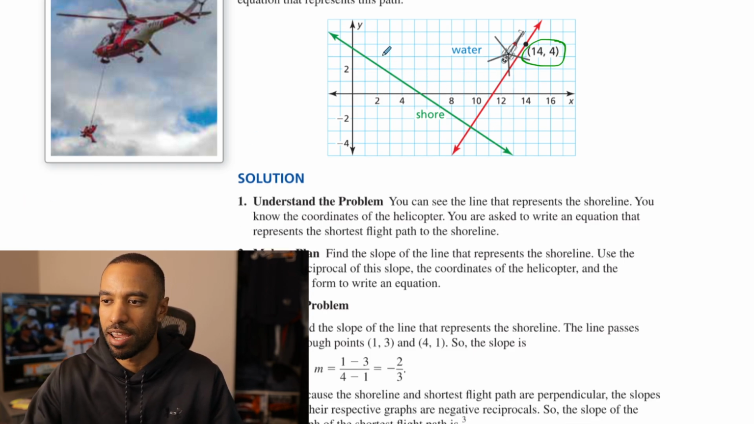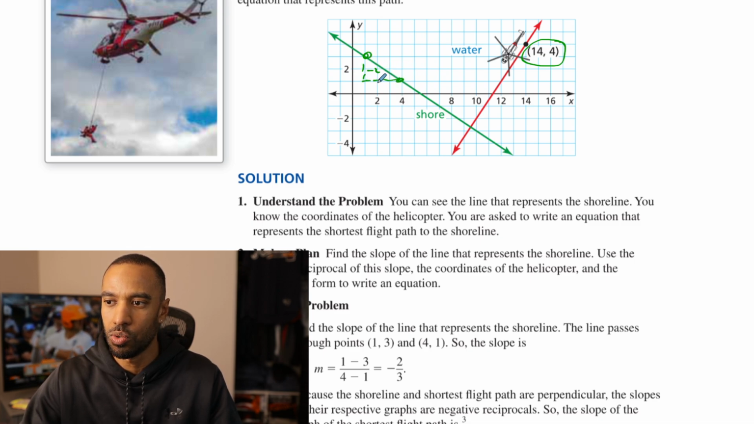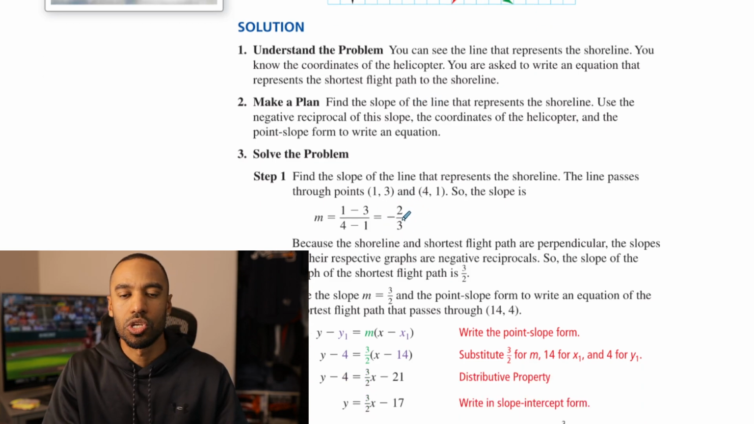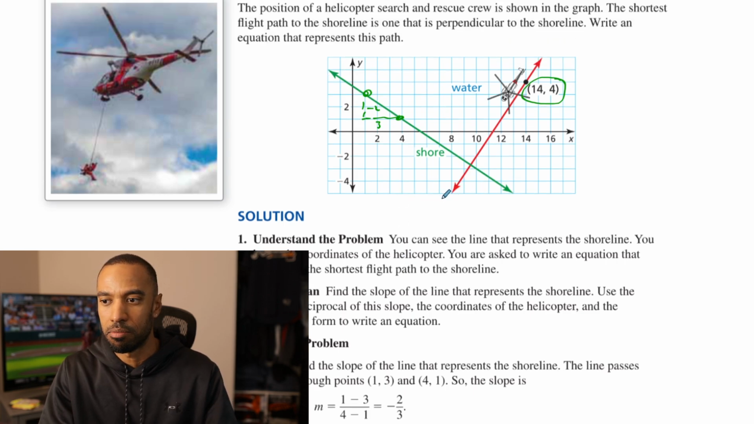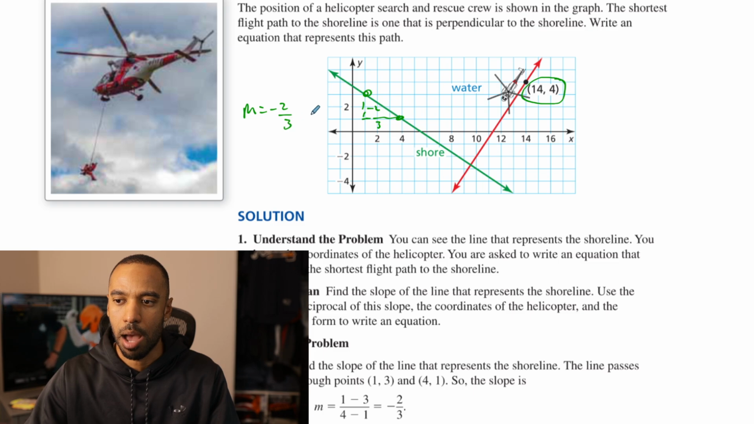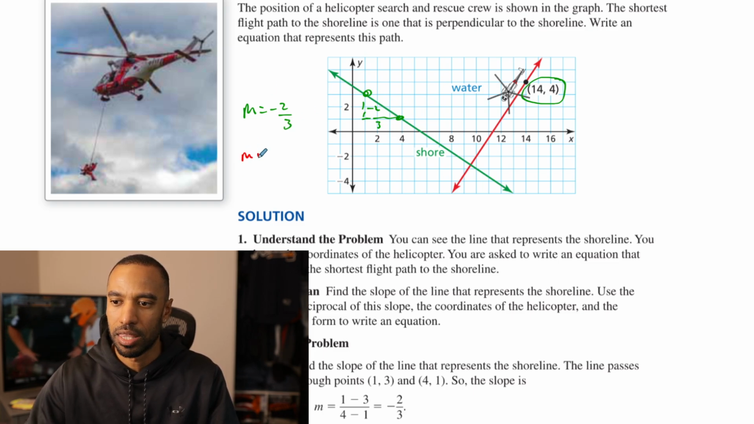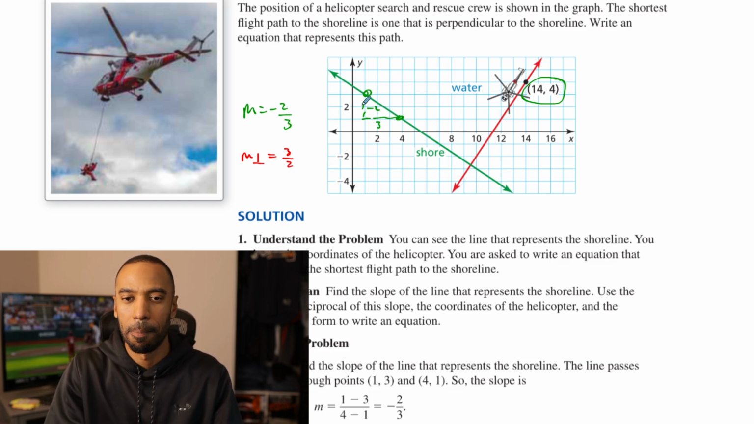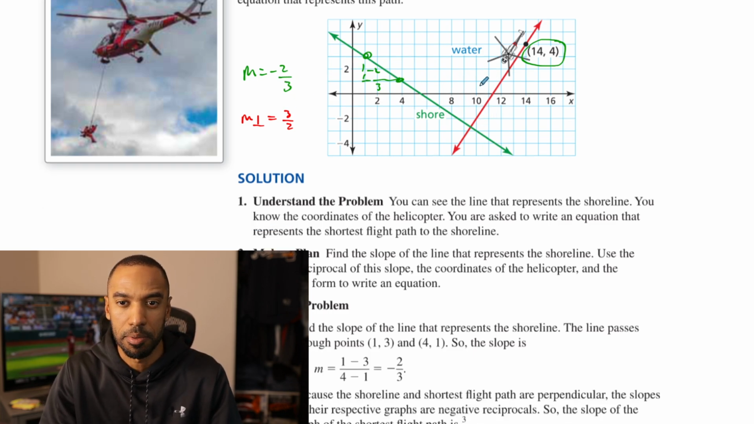Pick any 2 points and find its rise over run, or in this case, a fall over run. It looks like it goes down 2 and right 3. And that's what they have here of negative 2/3. So the helicopter slope is going to be positive 3/2. You've got to take negative 2/3 and take its opposite reciprocal, like this, equals positive 3/2. Flip the fraction, change the sign. Don't just flip the fraction. That's what a lot of people think of this.